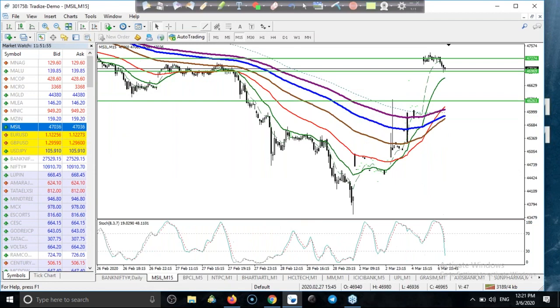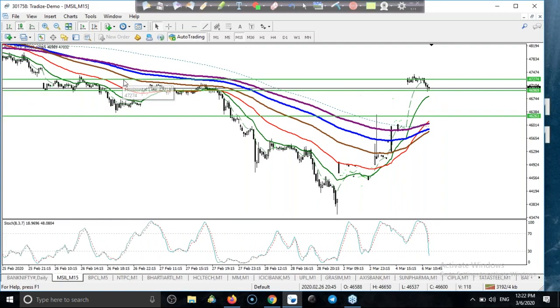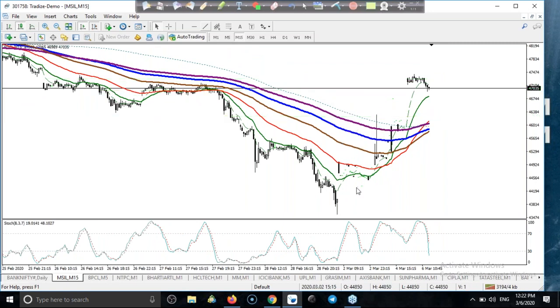Okay, here I can see this is the silver. I already gave some resistance and support in my student like that, so I want to remove it. So here I can see silver is bouncing like that. Now, here is a different scenario.